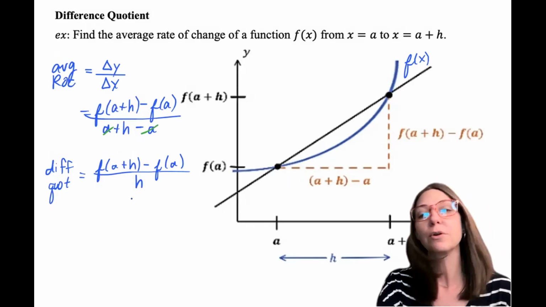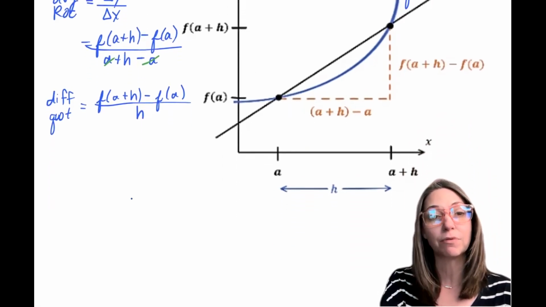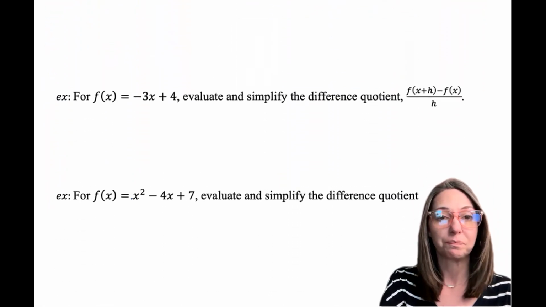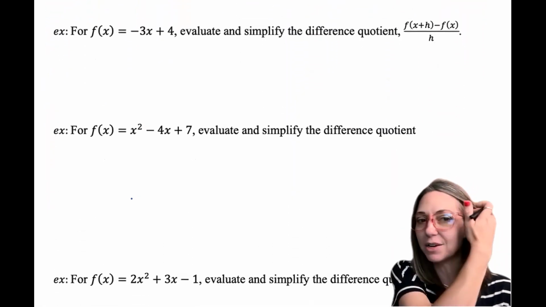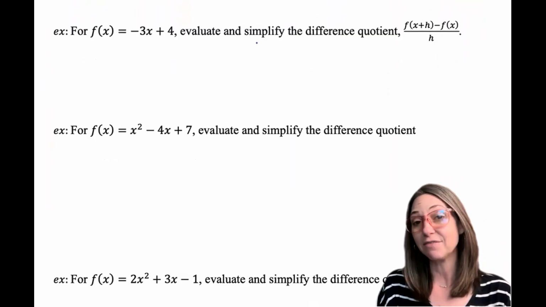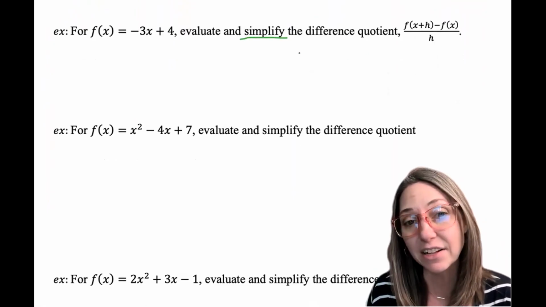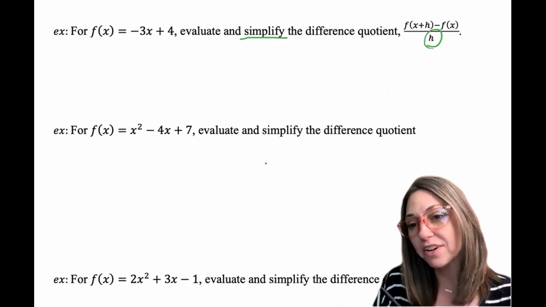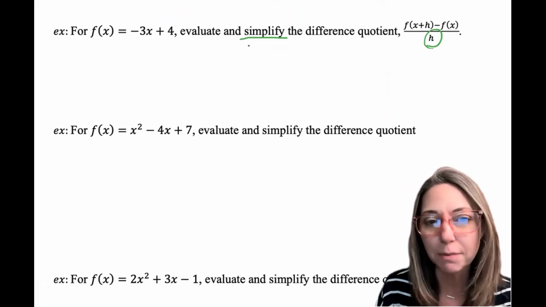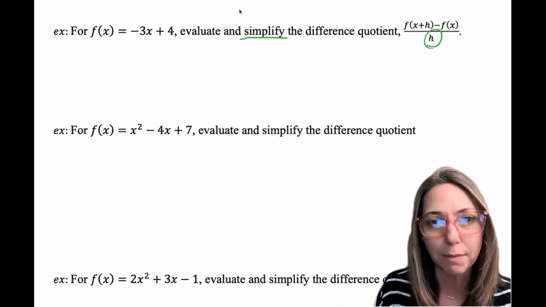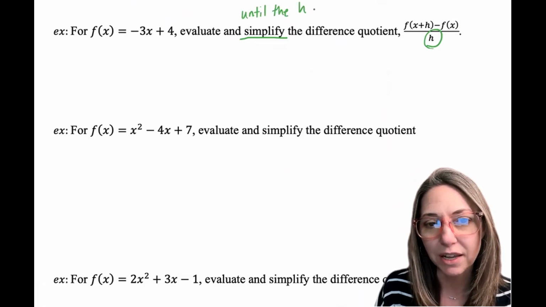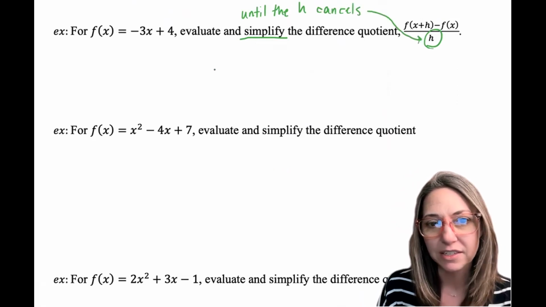Now, we're going to practice using that a little bit on a linear function and a couple of quadratic functions, okay? So let's start with this one. For f of x equals negative 3x plus 4, we're going to evaluate and fully simplify. When I say simplify, let's clarify that here. When you're finding a difference quotient, you always want to keep simplifying until that h cancels, for reasons that you will learn later in calculus, right? But when it says simplify, to be clear, that means until the h in the denominator is able to cancel with an h out of the numerator. So it takes a little work typically to get there, okay?